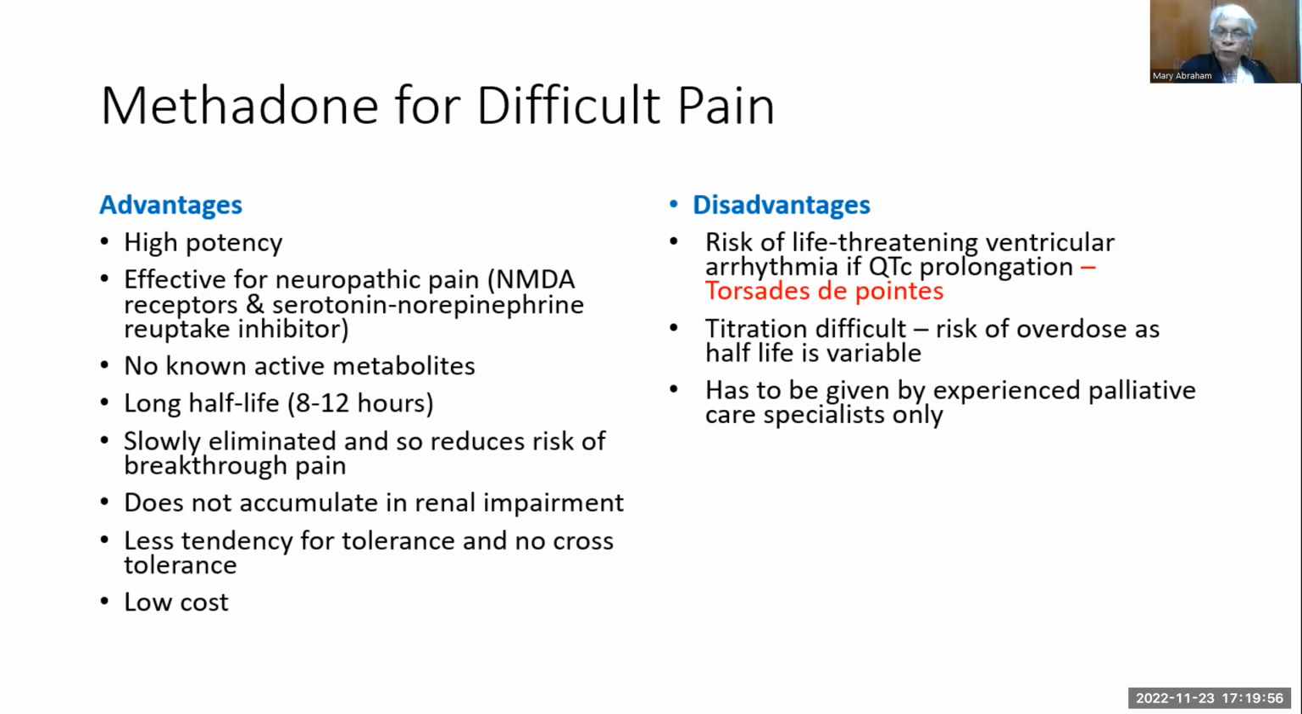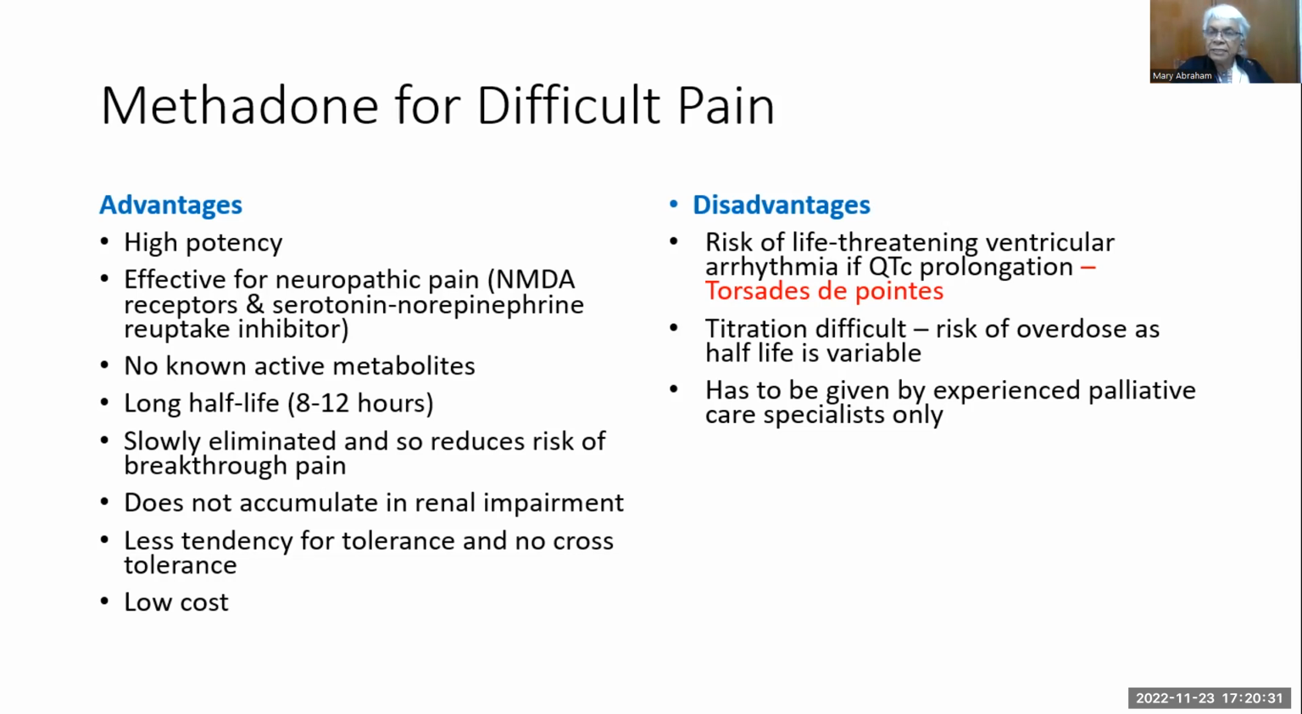Now, this is not a prodrug. Unlike morphine, it has no known active metabolites. It has a relatively long half-life of 8 to 12 hours, so you don't have to give it as often as you give morphine. It is slowly eliminated, and so there's less risk of breakthrough pain, which can happen with morphine, which has a shorter duration of action. It does not accumulate in renal impairment and can be given in patients with renal dysfunction. There is less tendency for tolerance and no cross tolerance, and it is also relatively inexpensive.